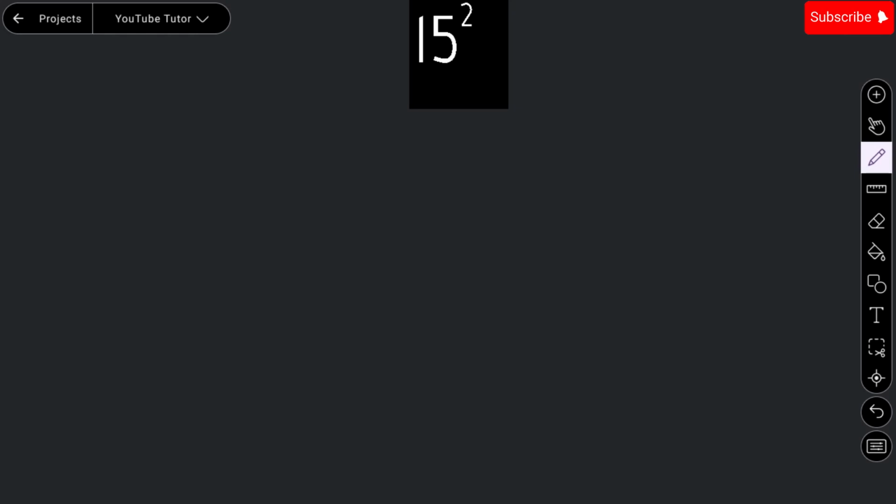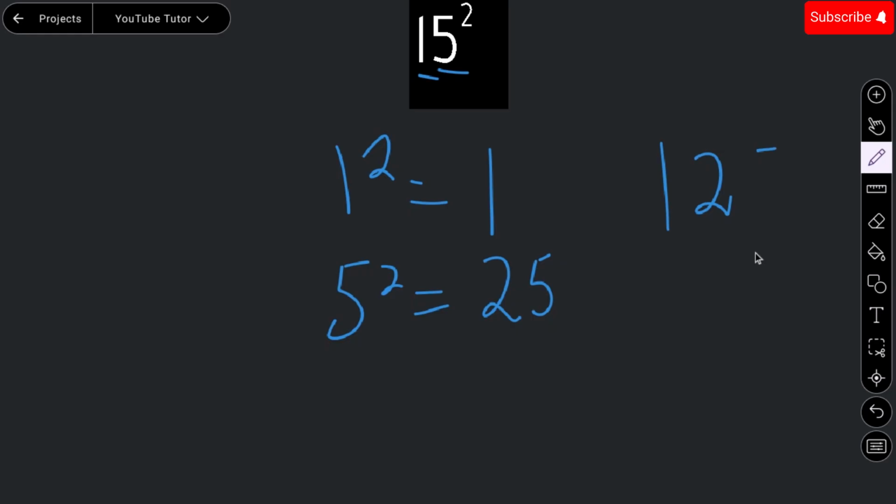In today's video we have 15 squared and I'm going to be showing you this simple trick on how to solve it in seconds. So now we have 1, we take 1 and square it. 1 squared is 1, you can write it here. Now we take the next number which is 5 and take the square of 5. 5 squared gives us 25, so we combine it with 1.